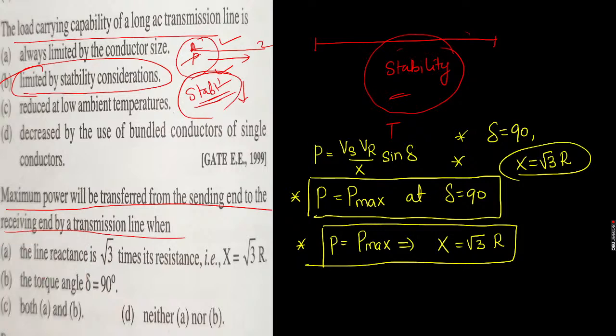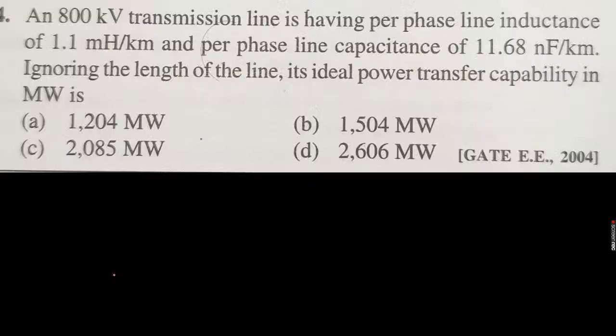What they said: option A is the line reactance is root 3 times the resistance, correct. Second, torque angle equal to 90, both are correct. So the correct answer is option C. Okay, let's go ahead with the next question. What is the next question?